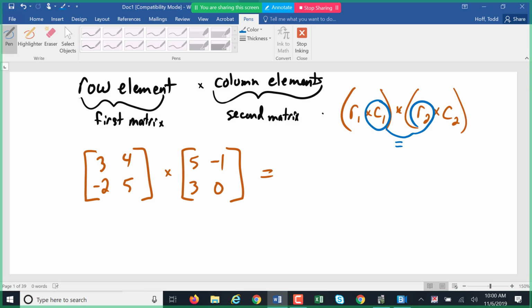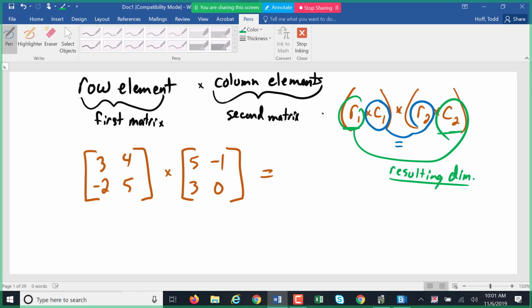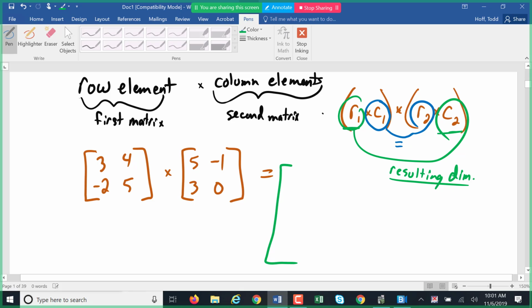In our resulting matrix, the dimensions of the resulting matrix are going to be the number of rows in the first matrix by the number of columns in the second matrix. Again, these are both 2 by 2, so our resulting matrix is going to be 2 by 2.